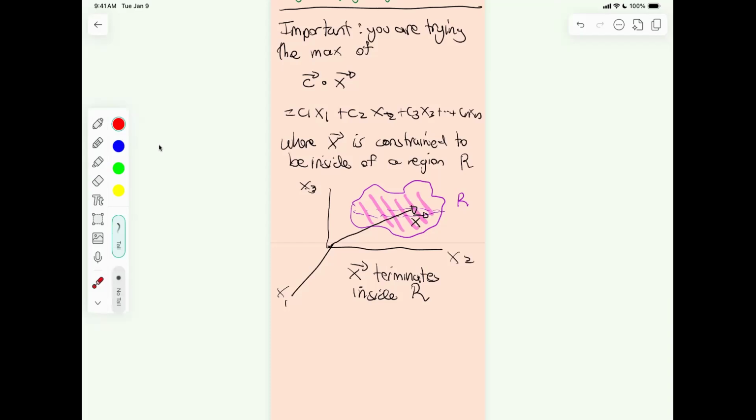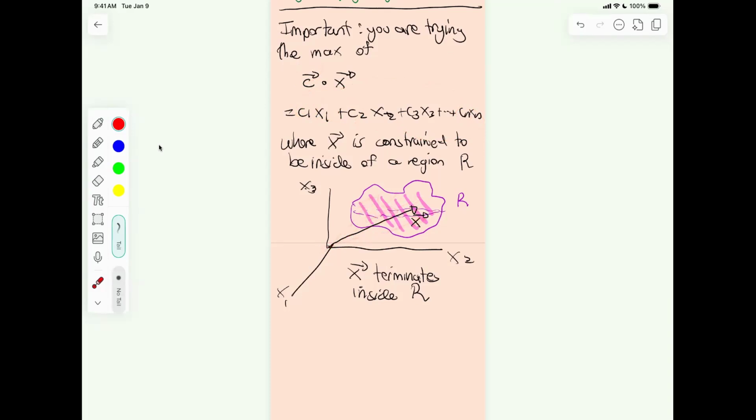So again, we're trying to maximize this function, but you can only choose x, the vectors that you choose for x have to be somewhere inside of R. C is supposed to be known, C1, C2 up to Cn are known, and the variables are x1, x2 up to xn.